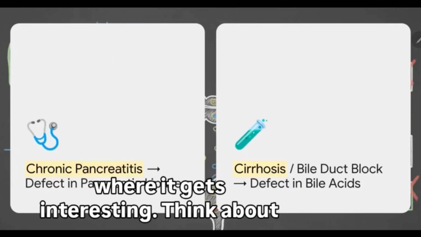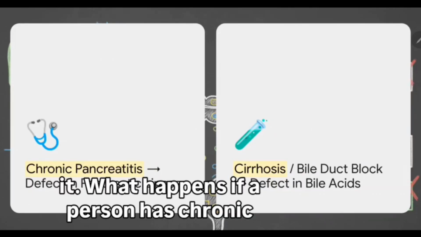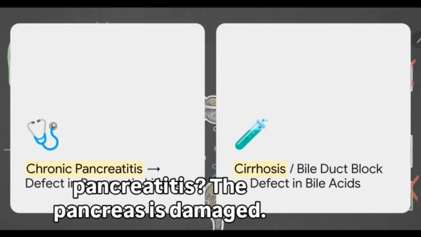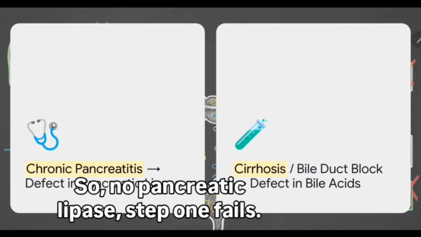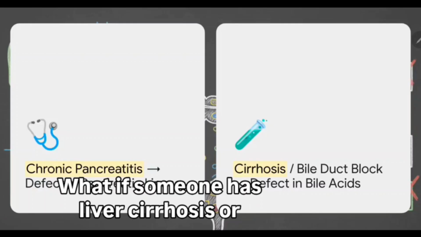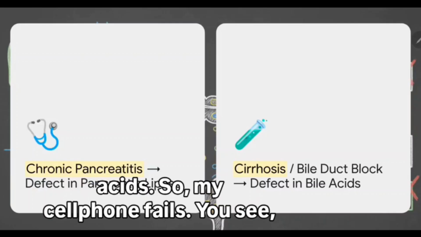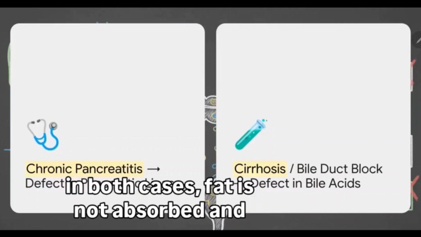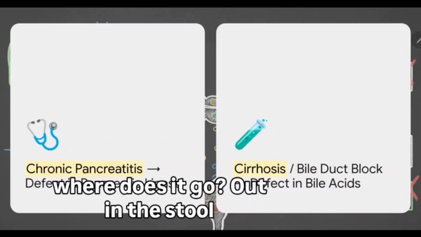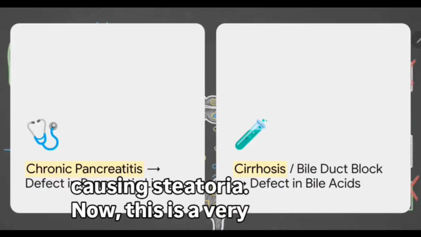And this is where it gets clinically interesting. Think about it. What happens if a person has chronic pancreatitis? The pancreas is damaged, so no pancreatic lipase. Step 1 fails. What if someone has liver cirrhosis or their bile duct is blocked? No bile acids, so micelle formation fails. You see, in both cases, fat is not absorbed. And where does it go? Out in the stool, causing steatorrhea.